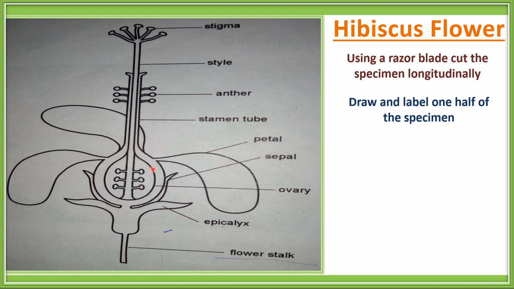So we have the staminal tube, and on top of the staminal tube we have the anthers. Then the style goes through the staminal tube, and it divides into 5, which gives us style branches, which gives us the stigma on top. State your magnification. Our magnification here is by 60.